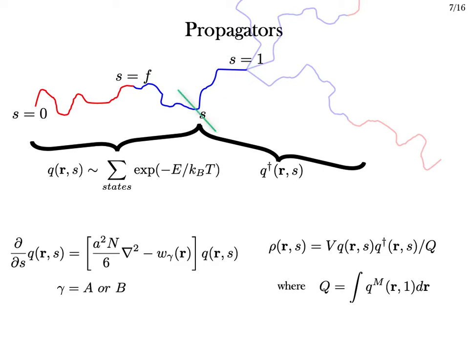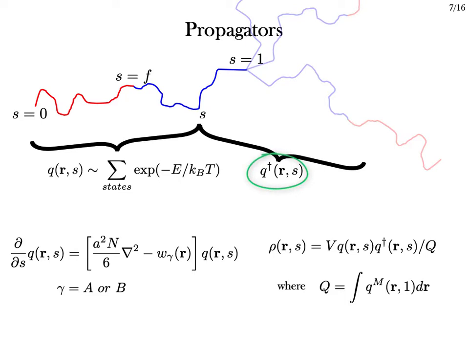Now imagine that you pin a particular monomer at molecular position s to spatial position r. You can calculate the partition function for the portion of the molecule from 0 to s. This partition function represents a sum over all possible configurations of that part of the molecule subject to this pinning constraint. We call this partial partition function a propagator and denote it Q. The propagator obeys this modified diffusion equation, which we solve numerically. The diffusion equation is solved with a uniform initial condition at s equals 0, since the free end is, well, free.